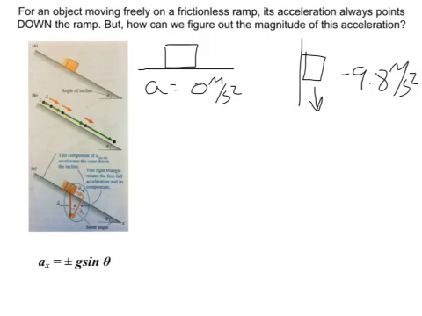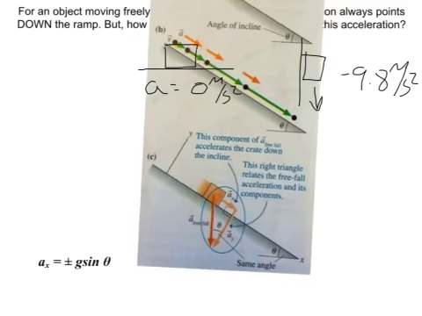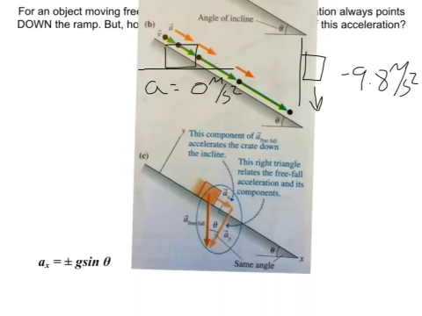In order to find out the size of that acceleration, we can draw a vector diagram of that acceleration. Here's our object on the ramp. It's sliding freely down that ramp, and we're assuming that this is a frictionless ramp.